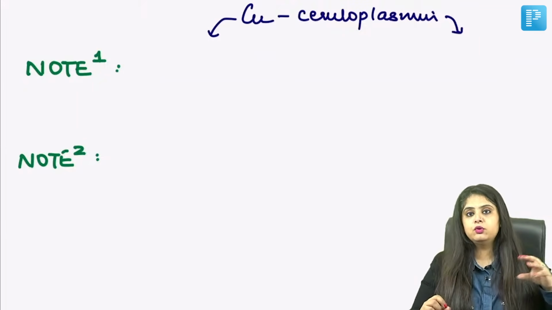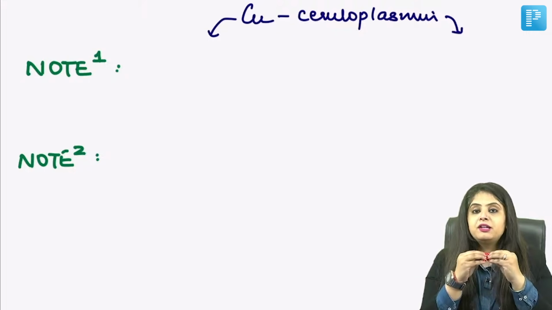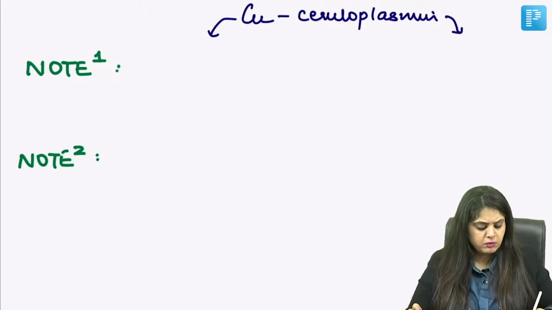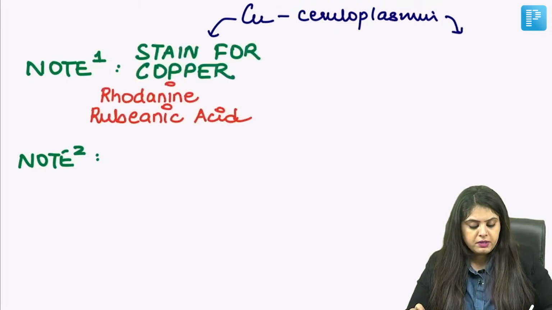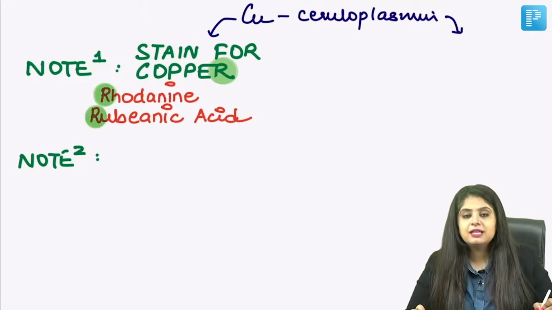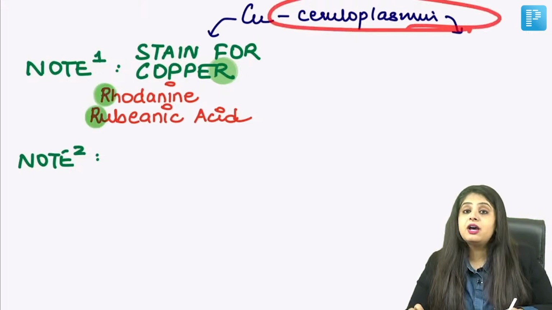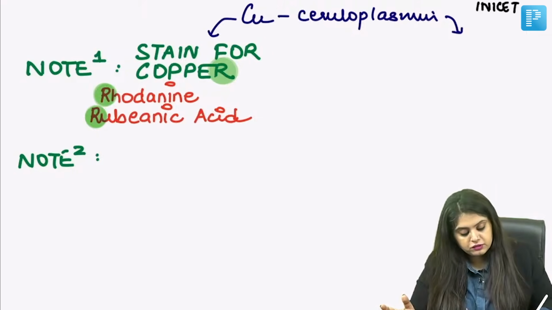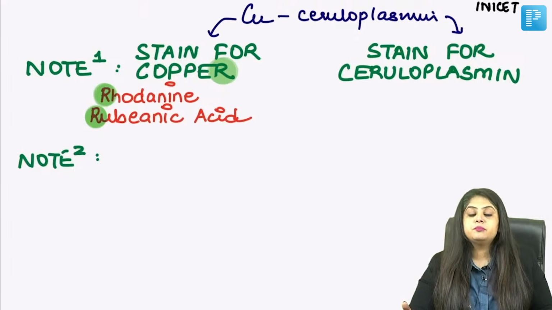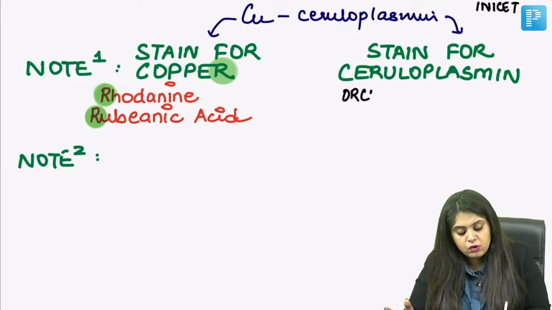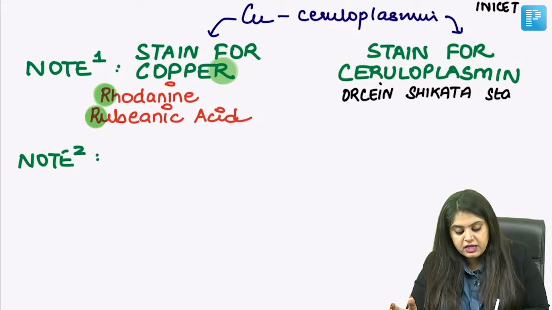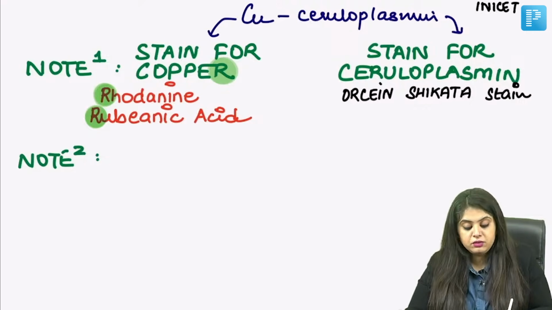Ceruloplasmin. So whenever copper is going in your blood, it is copper and ceruloplasmin together. When they are together, only then they are allowed to travel in your blood. So you have told me, what are the special stains for copper? For copper, ma'am, you had said rhodanine and rubianic acid. Can you tell me for its travel partner, do we have a special stain? This will be asked for higher institute exams. For the travel partner, ceruloplasmin, the special stain is going to be the Orcein Shikata stain. Dekho, when we prepare questions for INICET, automatically the name also becomes tougher only. Orcein Shikata stain is the stain for ceruloplasmin.